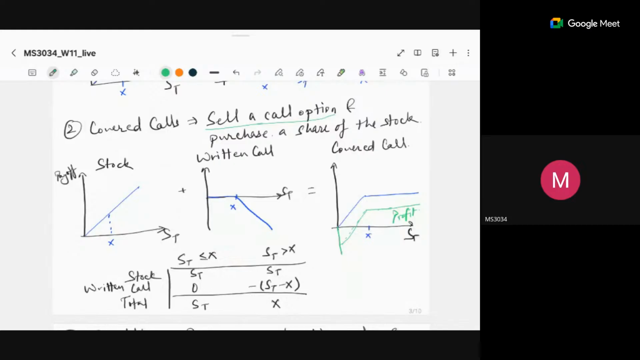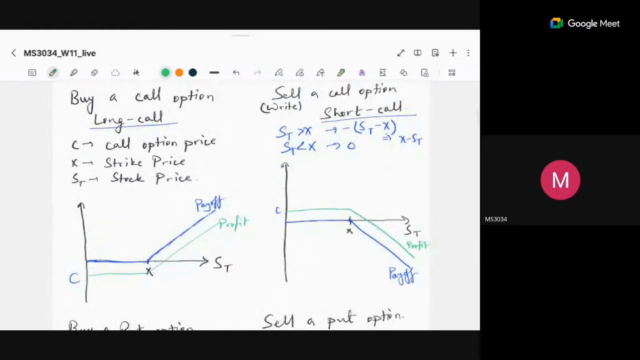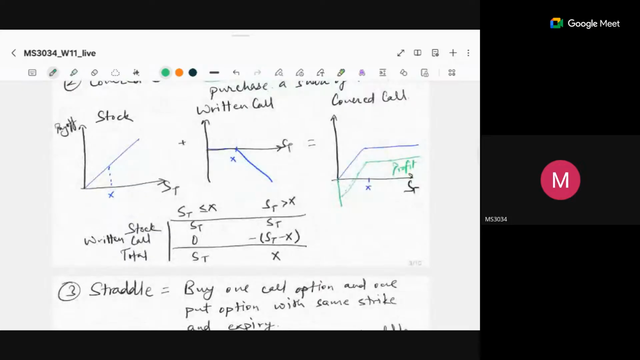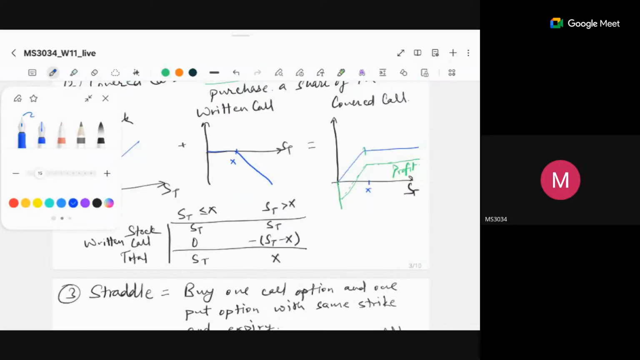Okay. So let's take a look at it. First we draw the payoff diagram for stock. It is an upward sloping line. For the written call, this is the payoff diagram. So we add these two curves. So what does it become? Here my payoff diagram, beyond X, my payoff is capital X, correct?